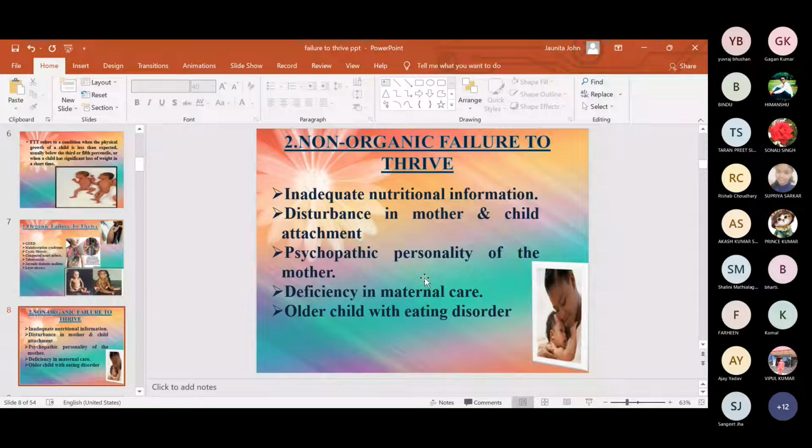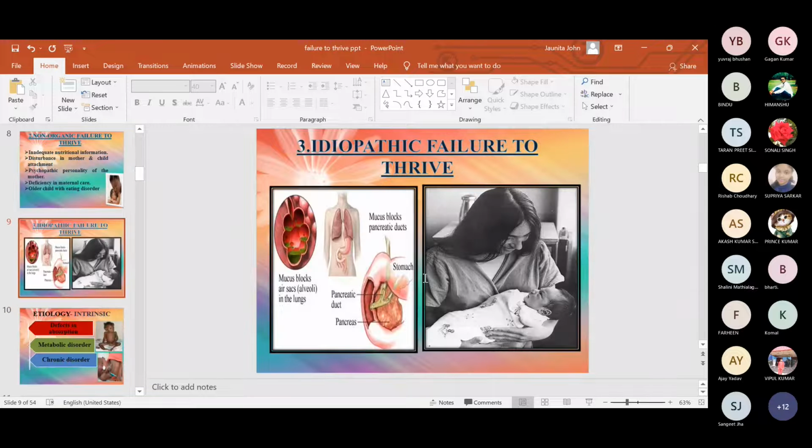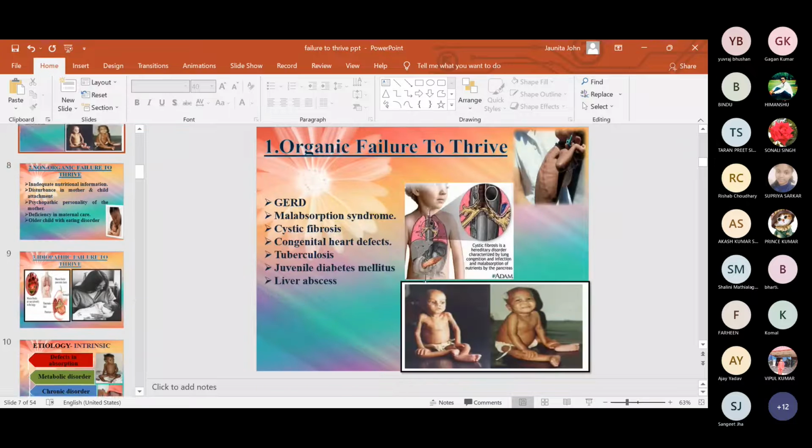Non-organic occurs when a child has no known medical condition and, without any medical condition, still has poor growth. Mainly non-organic failure to thrive occurs in a child who is usually younger than 2 years of age and still has no medical condition that is causing the poor growth. Next is idiopathic, which everybody knows, an unknown cause of failure to thrive.